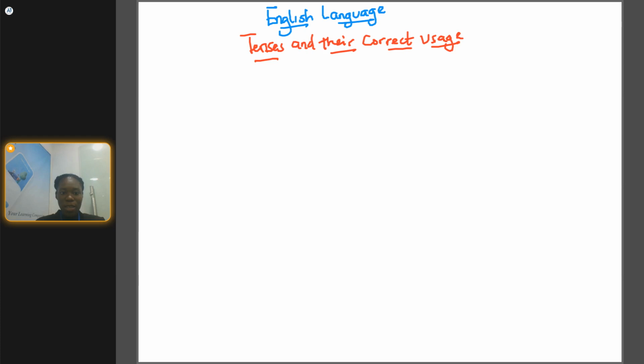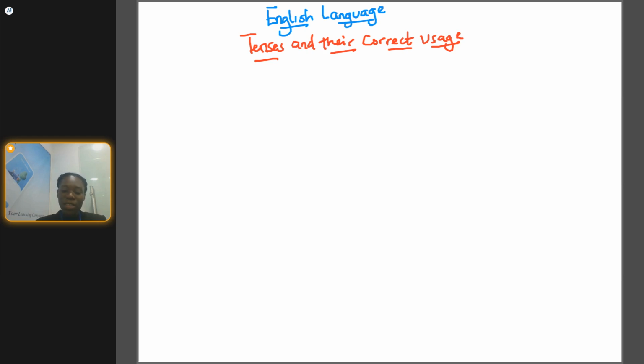Under present tense, we have different other tenses, like three or four of them. Under past tense, the same thing, and under future tense, the same thing. So those tenses under the present, past, and future tenses that we've been familiar with are what we're going to look at today. The tenses under the tenses that we have been familiar with. That's what we are basically looking at today.